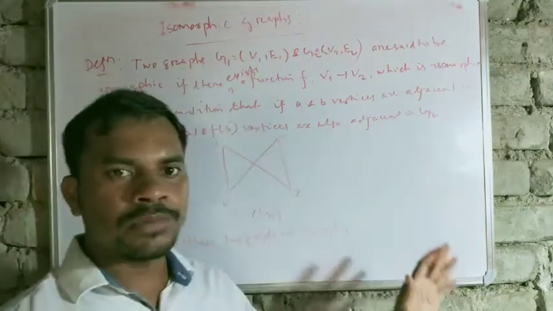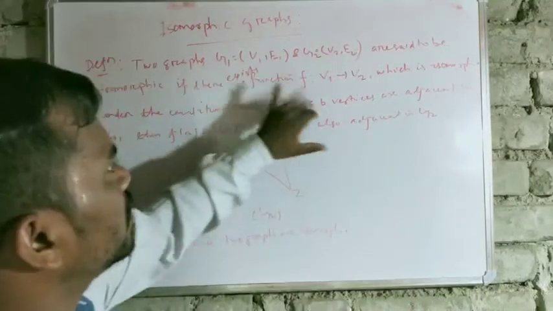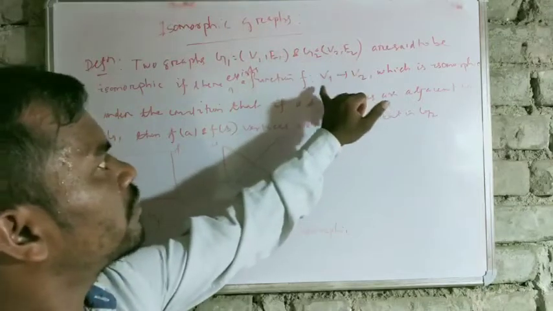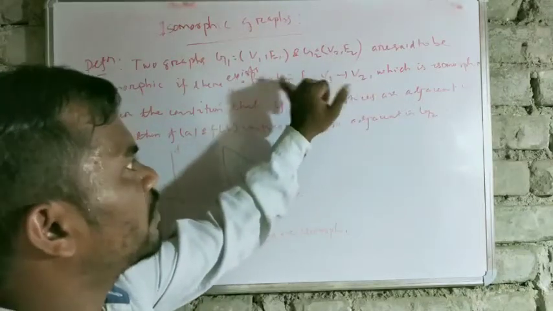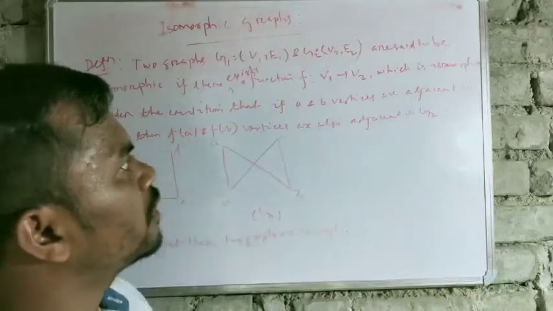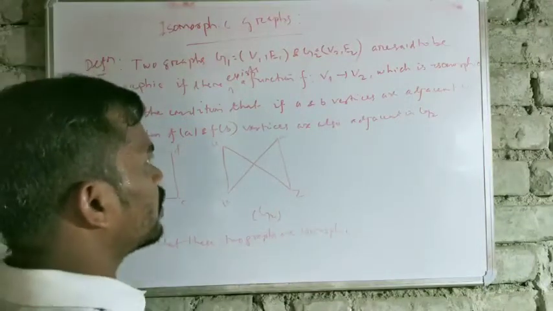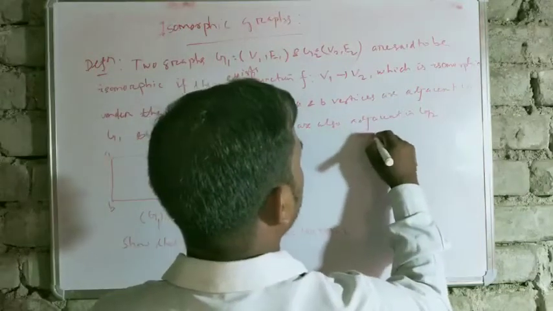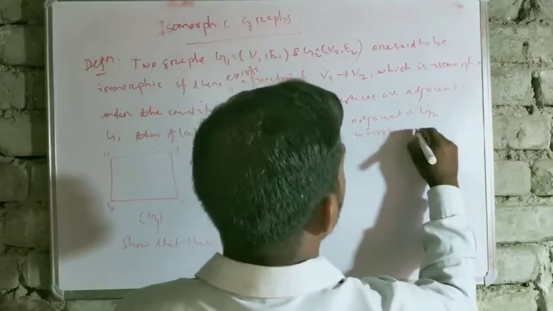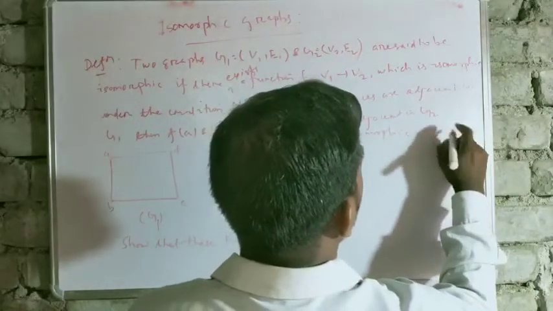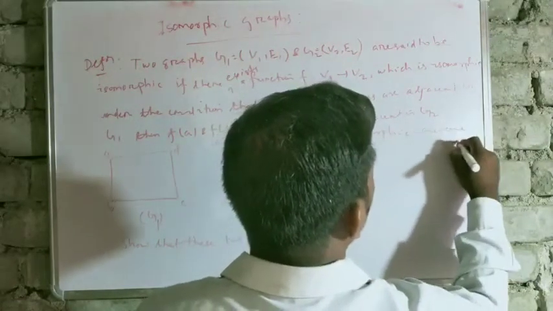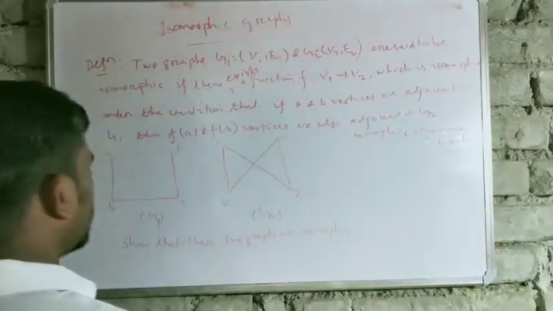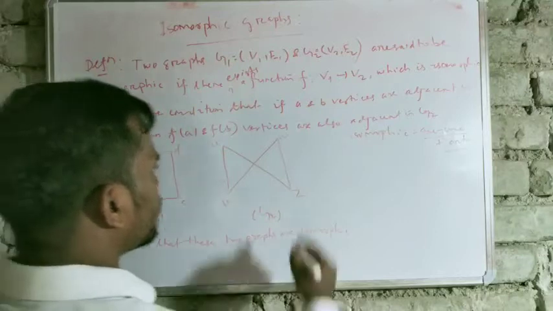So what you have to do, you have to first find whether there exists a map or a function f from V1 to V2 which is isomorphic. Isomorphic means here one-one plus onto. That means that map should be one-one and onto. So how will we find a map?